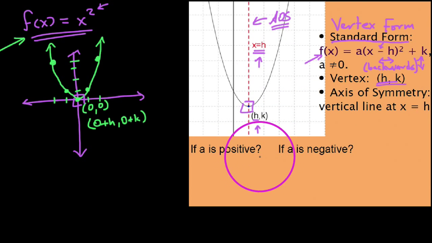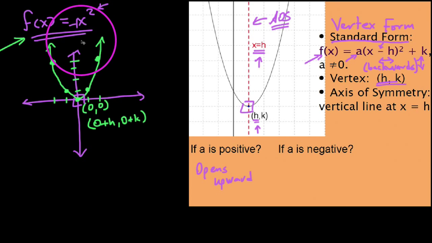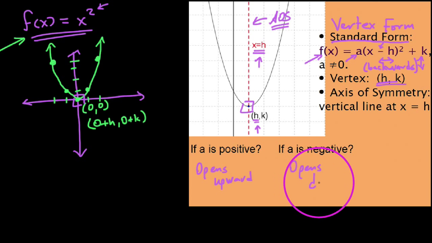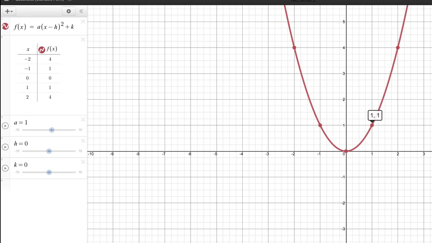So the only question I want to write some notes on here is this: what if a is positive? What if a is negative? If a is positive, then we have a normal transformation of our parent function, which always opens up. So we say if a is positive, it implies that it opens upward. And if a is negative, that's the transformation of a function that causes it to reflect over the x-axis by making your y values negative. So this opens downward.